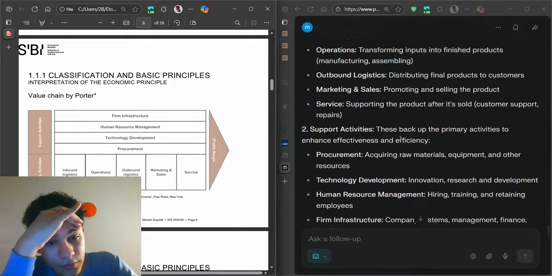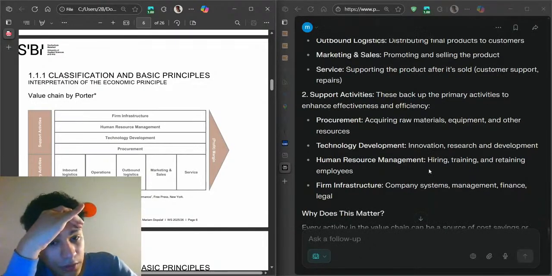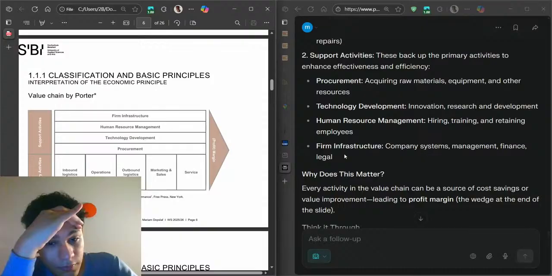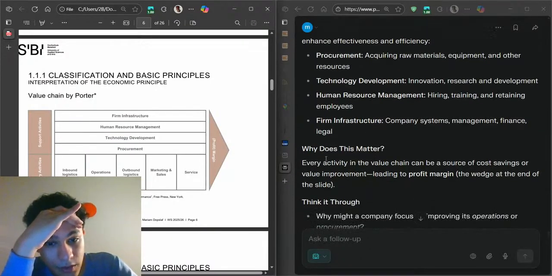Support activities. These back up the primary activities to enhance effectiveness and efficiency. Procurement, acquiring raw materials, equipment, and other resources. Technology development, innovative research and development. Human resources. Firm infrastructure, company systems, management, finance, legal.